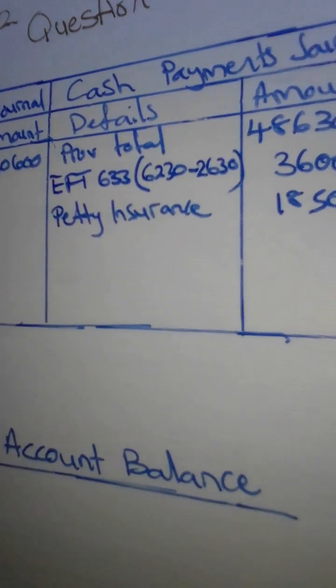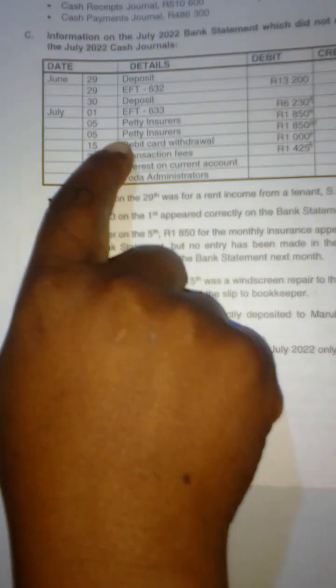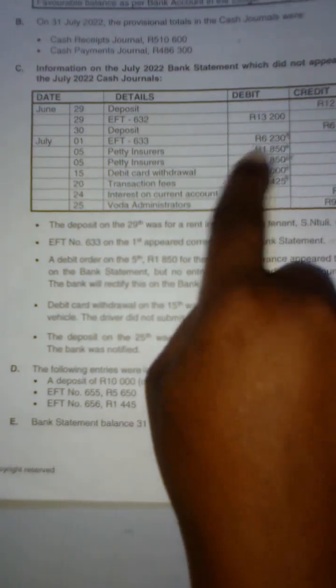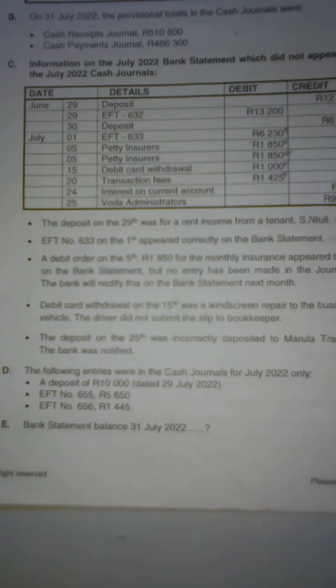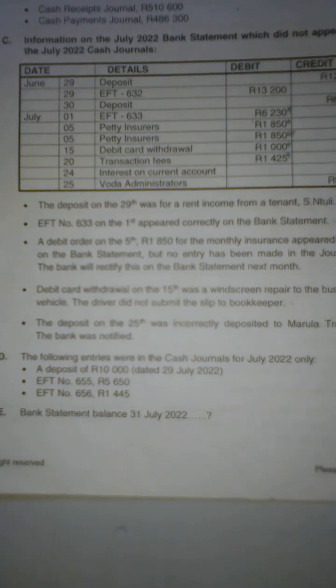And then we move on now to the other bullet. Remember what I said with this other 1,850, it is an error which will be corrected in the bank reconciliation statement. All right, and then let's proceed.